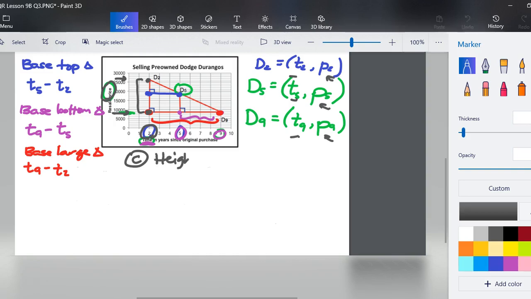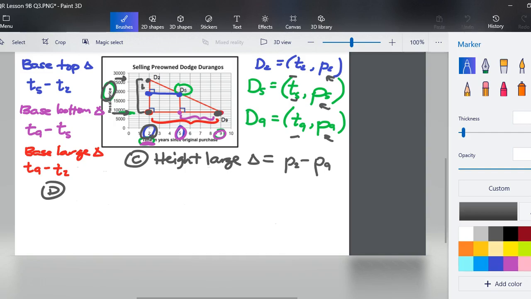So the height of the large triangle, well, we start at the value of P2 on the y-axis. That's going to be P sub 2, and I'm going to subtract the value down here at year 9, which is the price at year 9. And then part D says, using all of this notation, represent how you found the height of the top triangle.